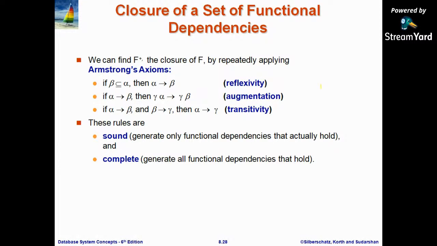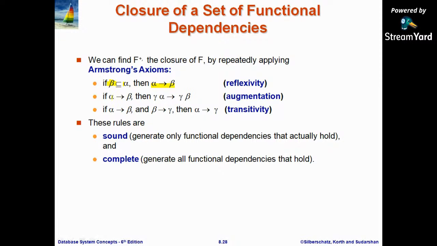Now we will see the rule to calculate the closure of functional dependencies. The first rule is the rule of reflexivity. The reflexivity says that if beta is a subset of alpha, then alpha tends to beta holds. We have seen that id tends to id comma name. So in this case, beta is a subset of alpha. This is the rule of reflexivity. Alpha tends to beta holds.